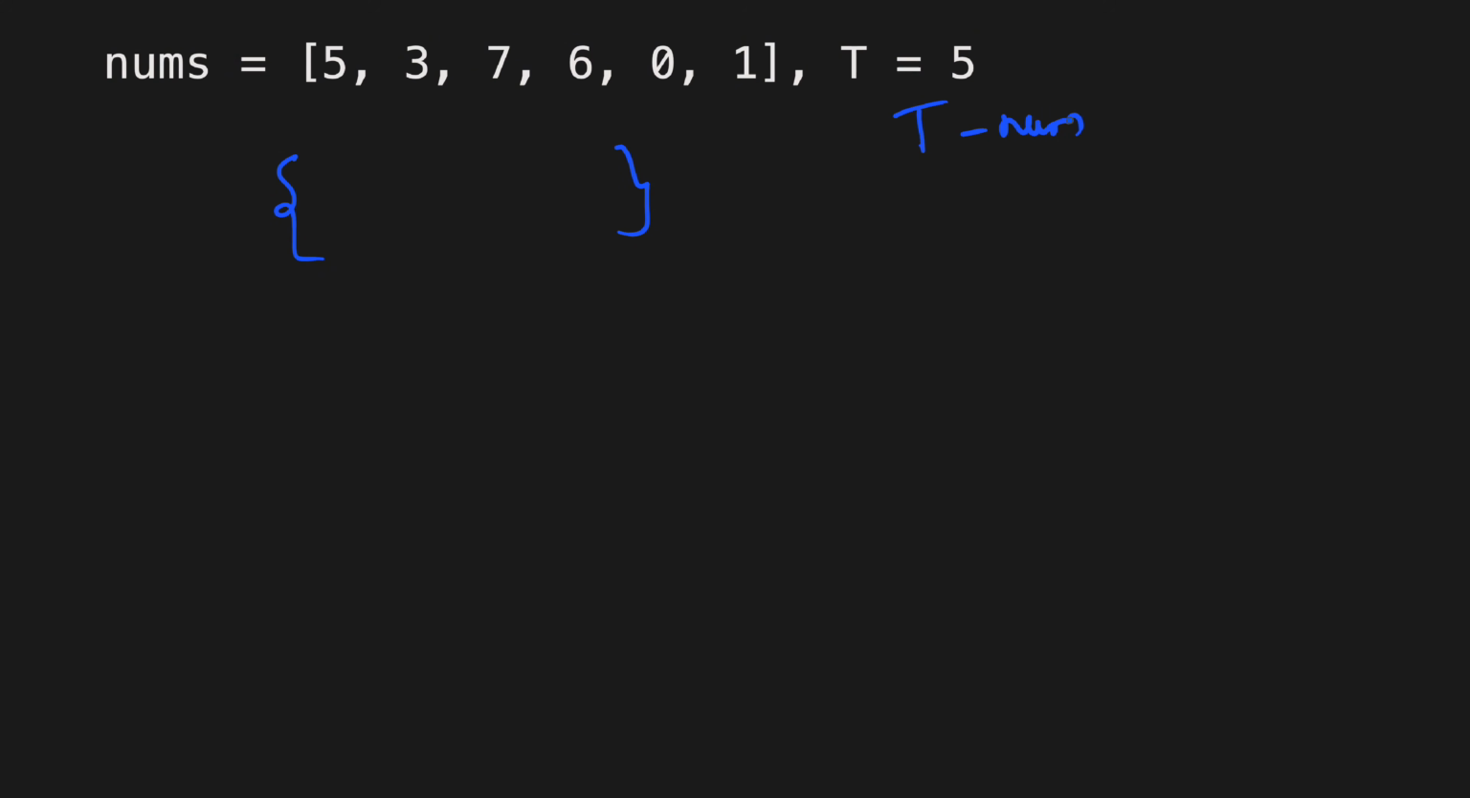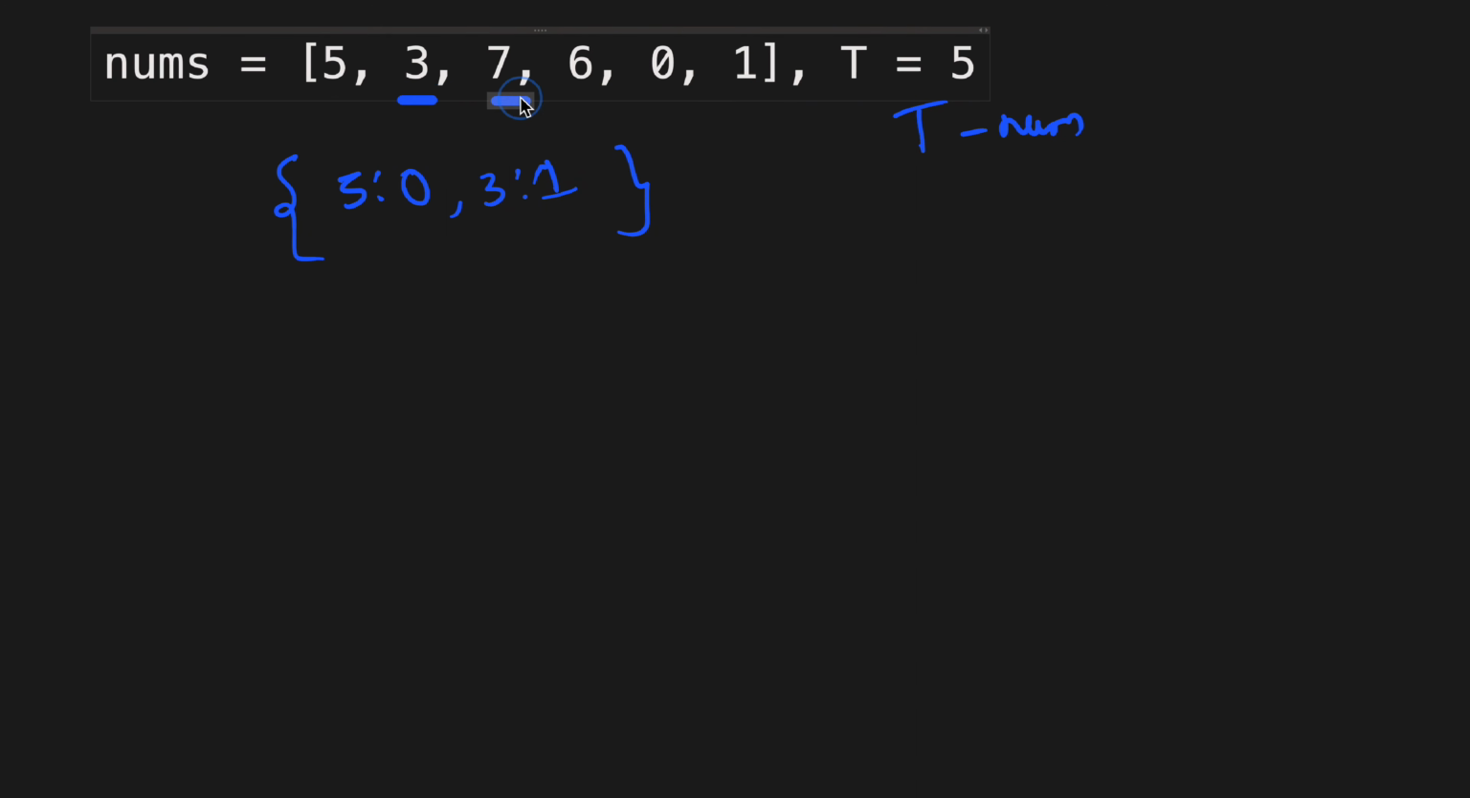Now let's see this in action. First number we see is 5 and its complement, that is 5 minus 5 equal to 0, does not exist in the hash map. So we add 5 along with its index 0 to the hash map. Then the next element we see is 3 and we check if the complement of 3, that is 2, exists in the hash map, and it doesn't. So we add 3 along with its index 1 to the hash map.